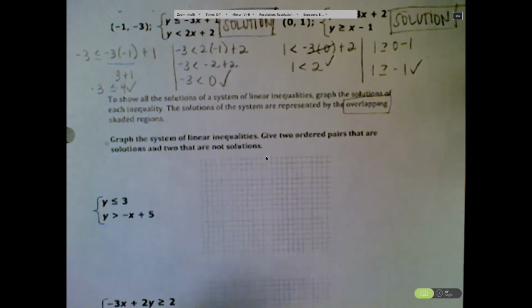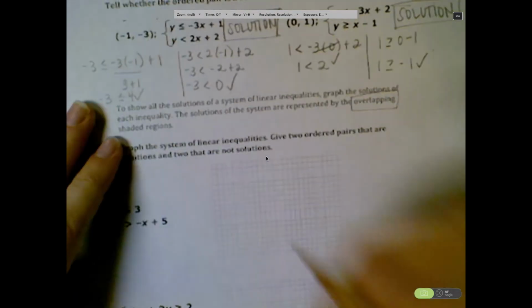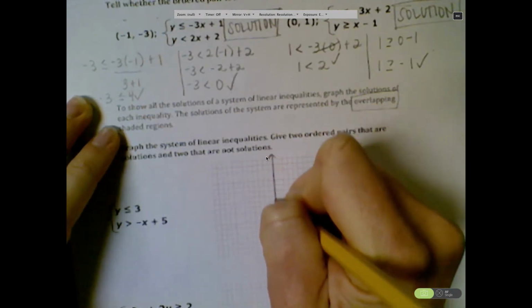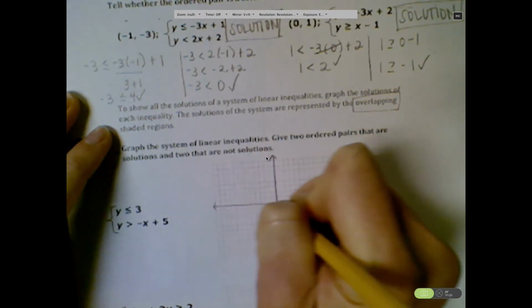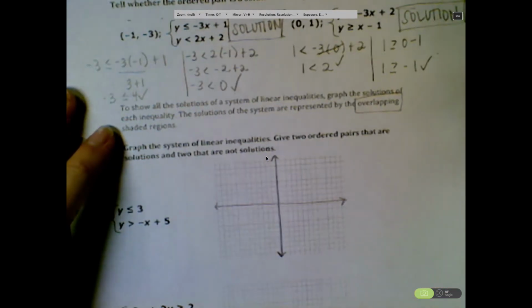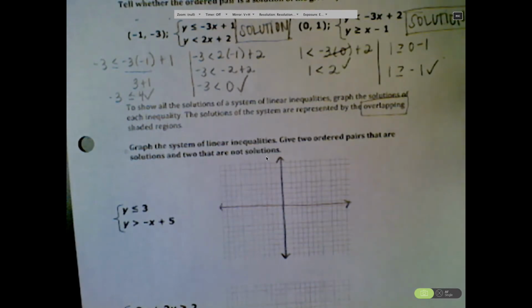So let's start with the first equation. Y is less than or equal to 3. Since both of these equations are in slope-intercept form, I can go ahead and start graphing. So I'm going to draw my coordinate plane. And we'll start with the first inequality. Y is less than or equal to 3. So the y-intercept of this inequality is 3.